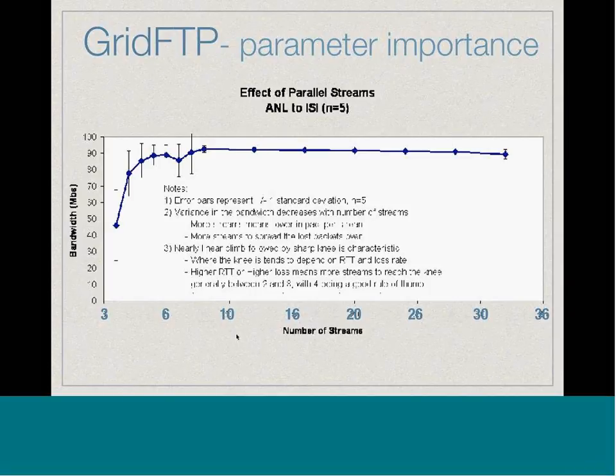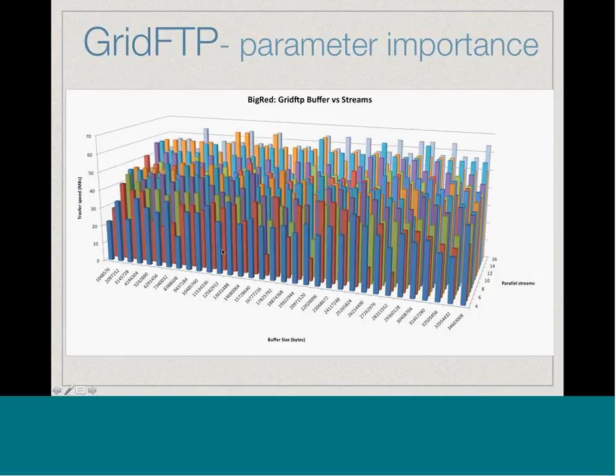This was a plot that shows that the parallel data streams make a big difference up to about 6 and then saturate. So use 4 streams, maybe 10 or 15, but there's not a whole lot of gain after 16. This shows the effect of the buffer size at the bottom, and then we have parallel streams increasing and the bandwidth, so how much data I'm pushing through that pipe. This is a nice plot that Daniel did in the study.